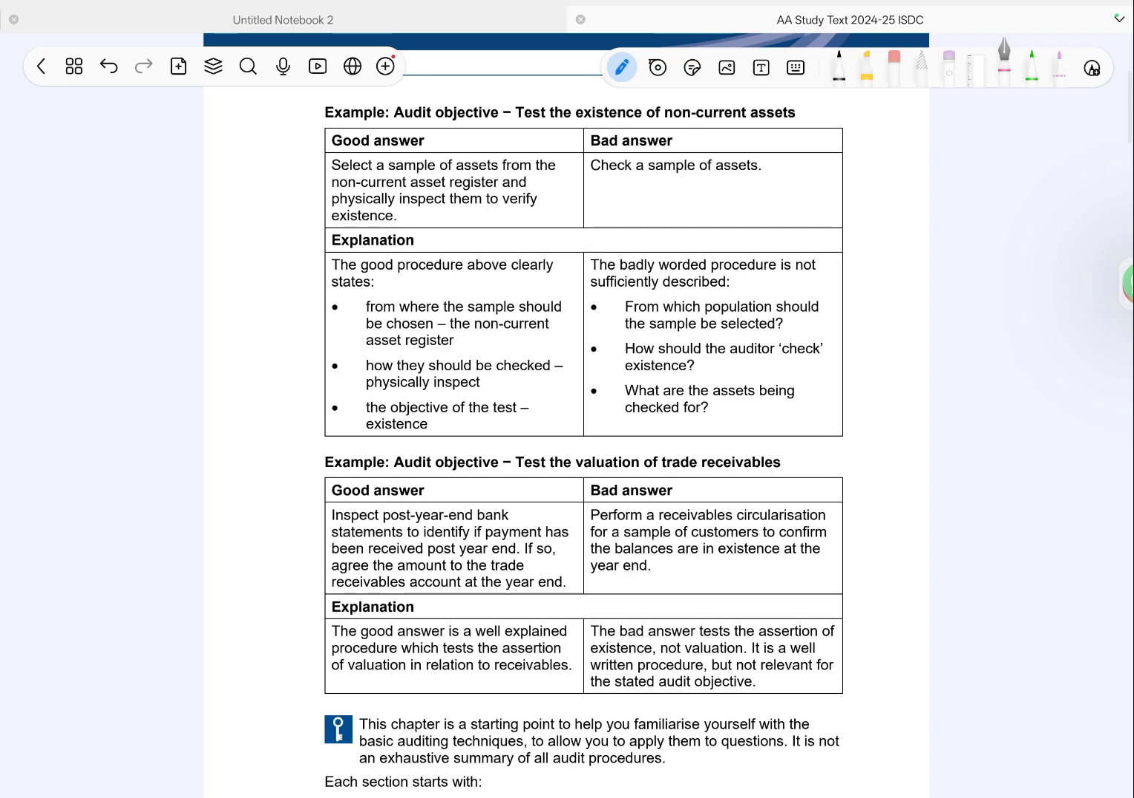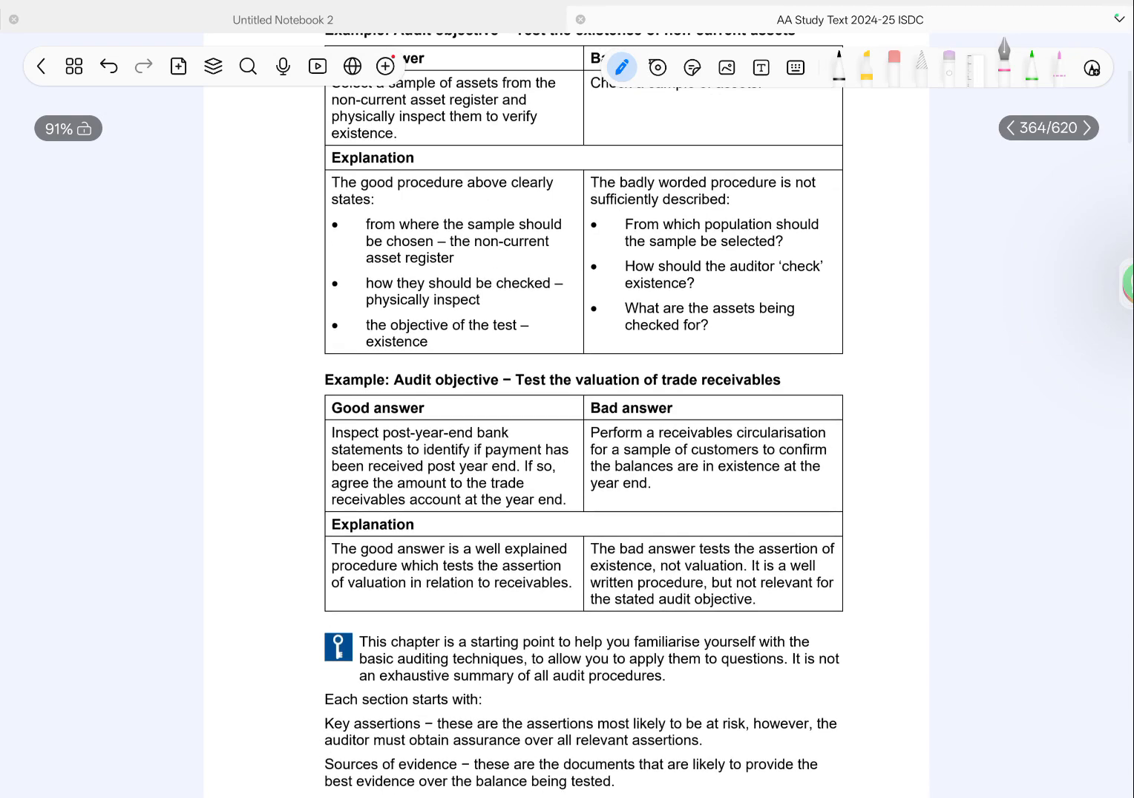Now, for receivables, it's important that the procedure matches the audit objective. If the audit objective is valuation, a good procedure would be to inspect post-year-end bank statements and confirm whether payments have been received, then match them to the receivable balance. However, sending confirmation requests to customers tests existence, not valuation. So even if it's well written, it's not relevant to the objective.